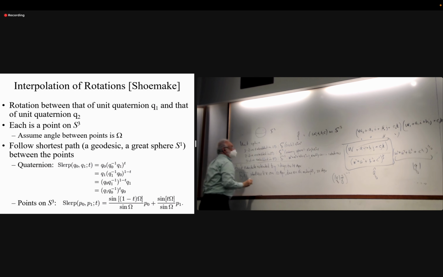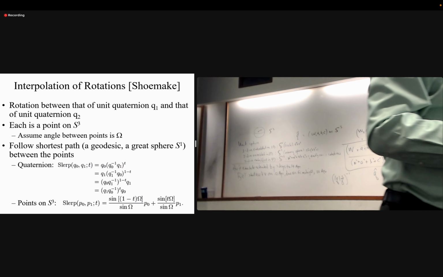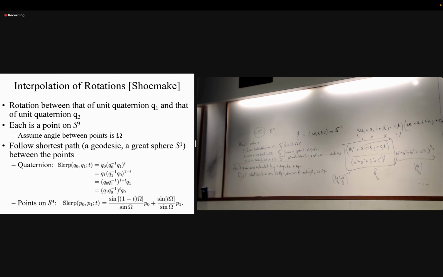And now I have another rotation. It's also a point on the three sphere. And if I want to interpolate between those two rotations to get a succession of rotations, what I want is a shortest distance path between those 2 points. And the shortest distance path on a three sphere is just like a shortest distance path on a two sphere. It's a great circle, or a great sphere in this case.